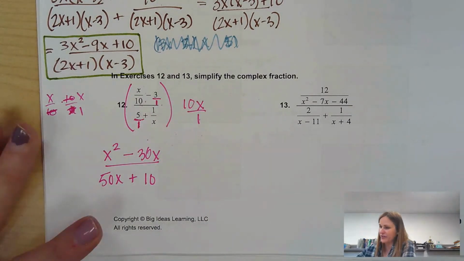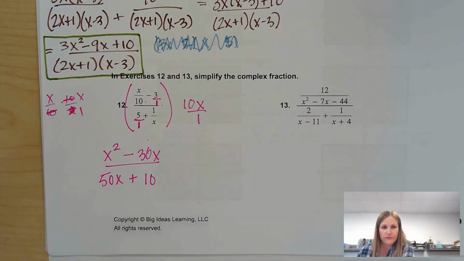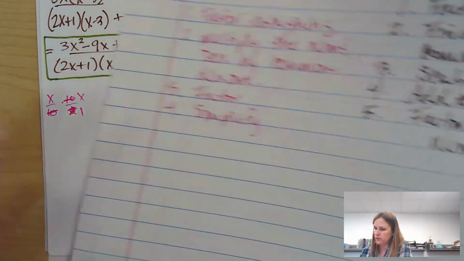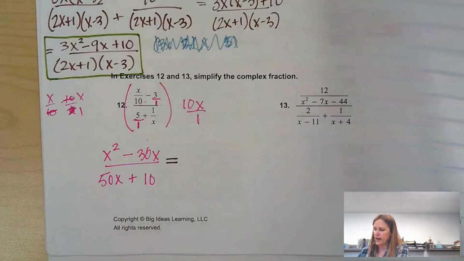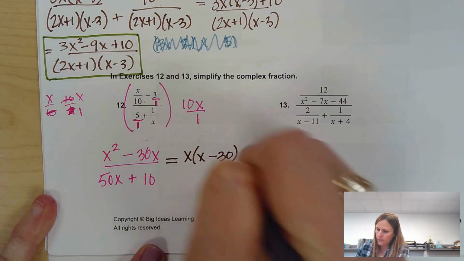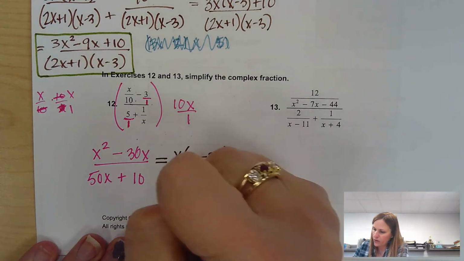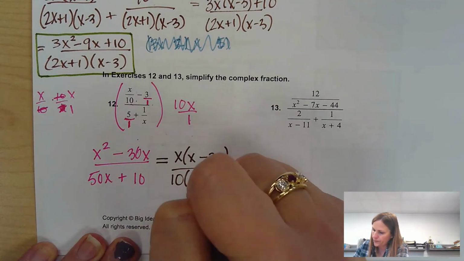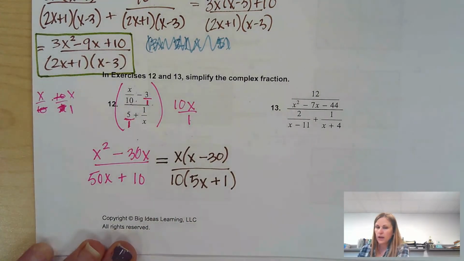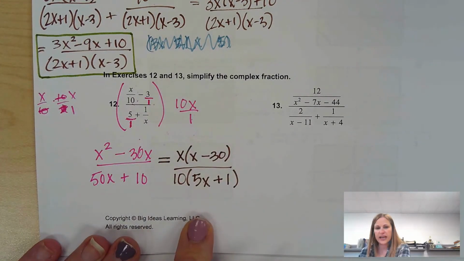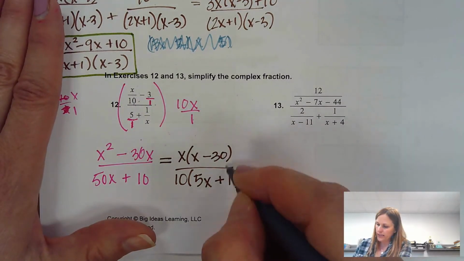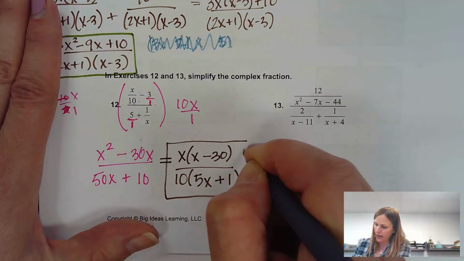So now that I've gotten rid of all of my fractions within the fractions, now all you're doing is factor everything. So go back to here, factor, simplify. So if I factor my numerator, I'm going to factor out an x. And then I'm going to factor out a 10 on the denominator. So I factored everything. See if I can cancel. Notice that nothing cancels here. So the x and the 10 obviously don't cancel. These are not common factors. So this is your final answer.